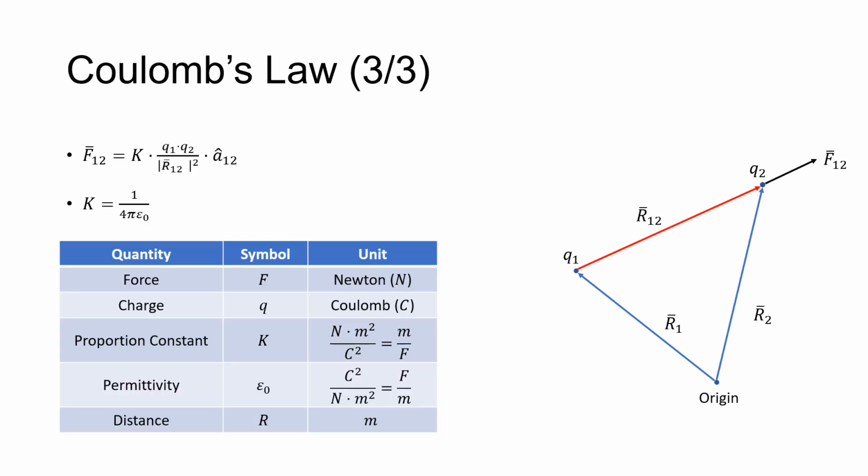Finally, here we check the units. Force is measured in newtons, charge is measured in coulombs, and the proportionality constant is measured in newton meter squared per coulomb squared, and later you will understand it is just meter per farad. Permittivity is the inverse of this, which is just farad per meter, and of course distance is in meters.